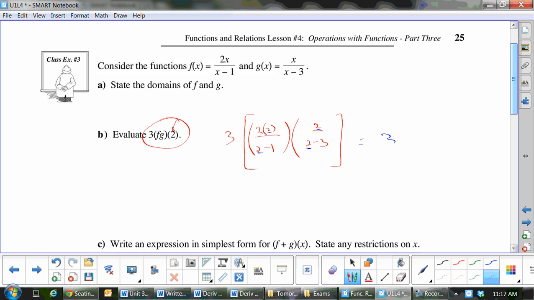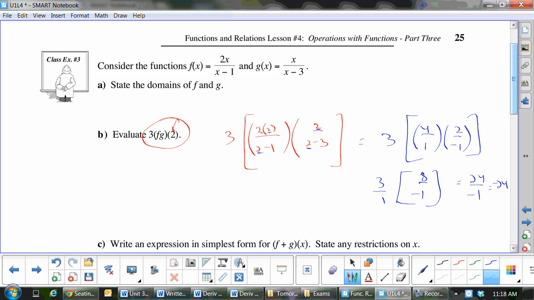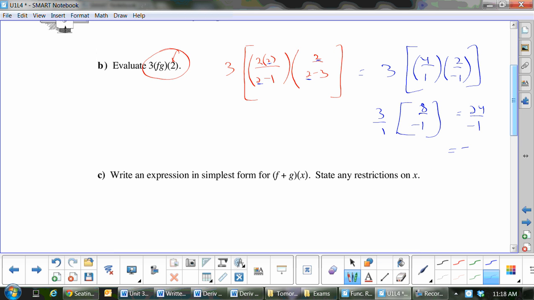So this is 3. 2 times 2 is 4 over 1 times 2 over negative 1. So that would be 3 over 1 times 8 over negative 1. Now even from here, some people are like, what do you do? Well, this is the same thing as 3 over 1. So multiply your numerators together, which gives you 24 over negative 1, which equals negative 24. I'm just going to write that here, so it's not so tight.